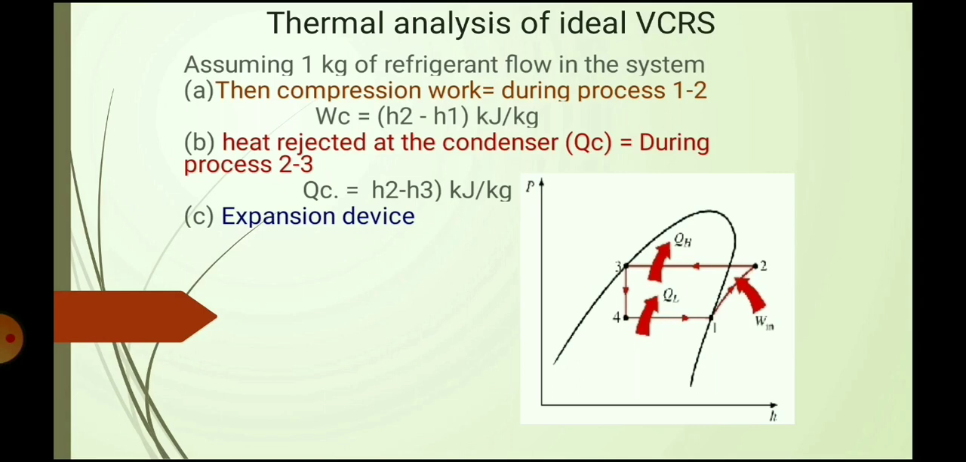Next is the expansion device or expansion process. This is very important. During this process we have to calculate the dryness fraction at point 4. Why? Because point 4 comes in the wet region, therefore first we have to calculate the dryness fraction at point 4.